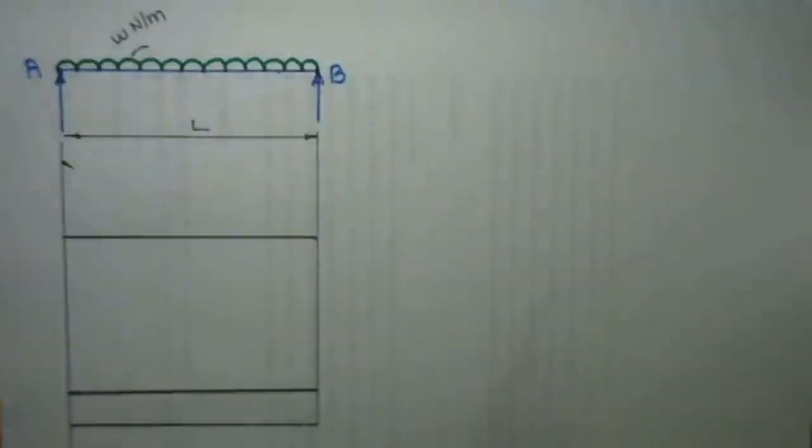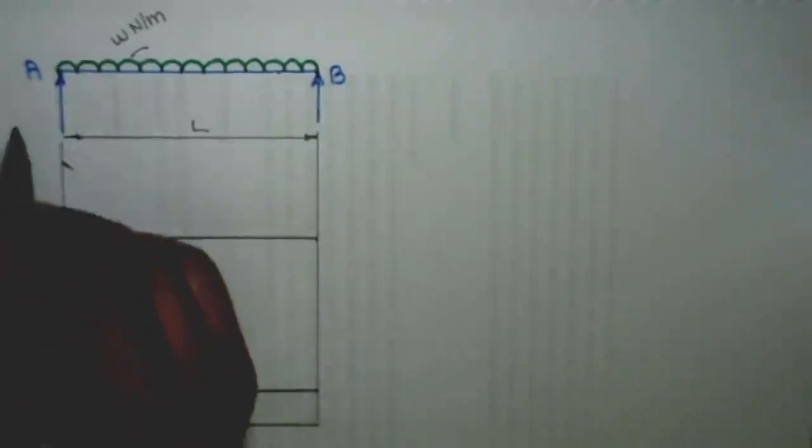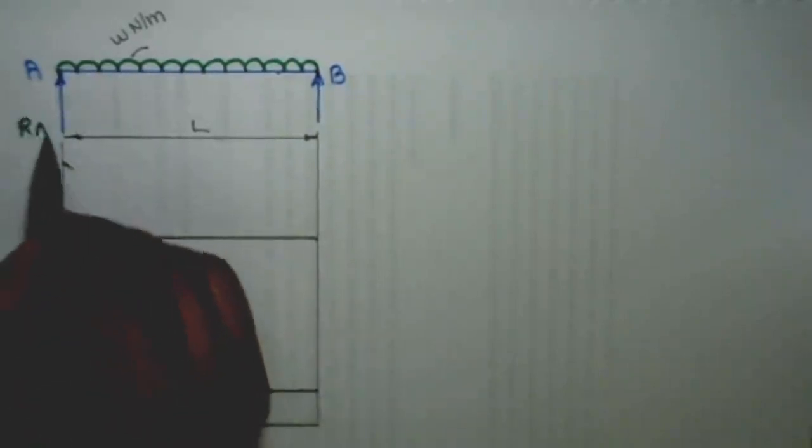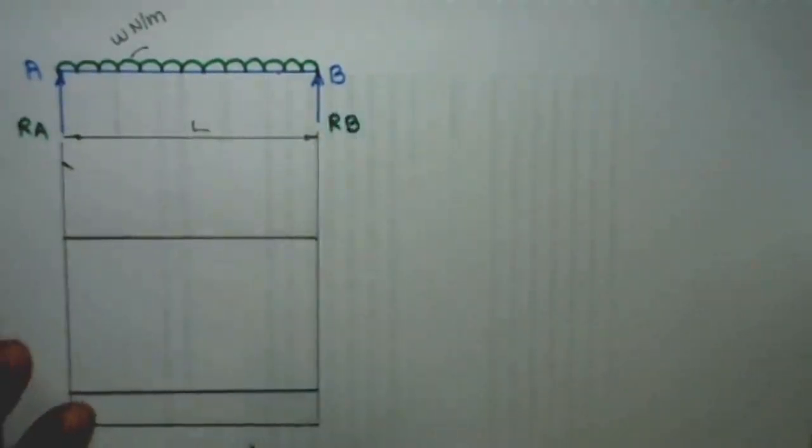Now let's see the second case, when the simply supported beam is subjected to uniform distributed load acting over the span of length L. In this case, the reaction at point A is Ra, and the reaction at point B is Rb.